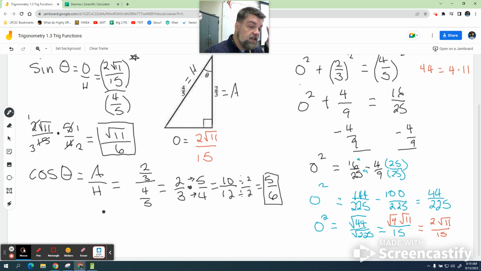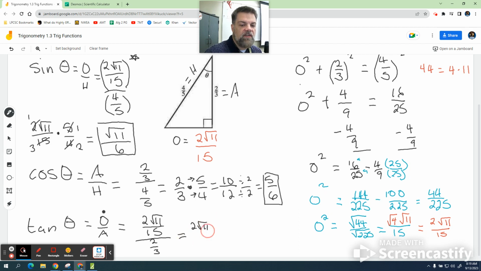So now for this one, tangent might be a little messy. Tangent of theta is going to be the opposite over the adjacent. So the opposite, oh, that was the messy one. That's going to be 2 root 11 over 15 all over the adjacent, which is 2/3. In other words, I'm going to say 2 the square root of 11 all over 15 times the quantity 3/2. Now you can cross cancel here.